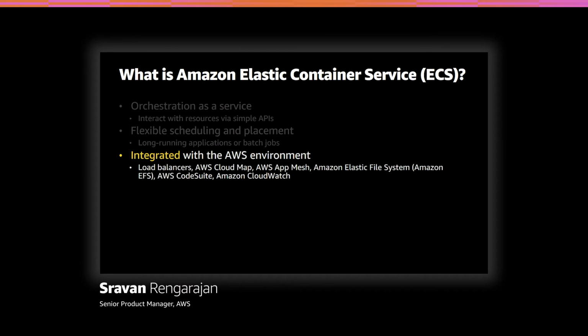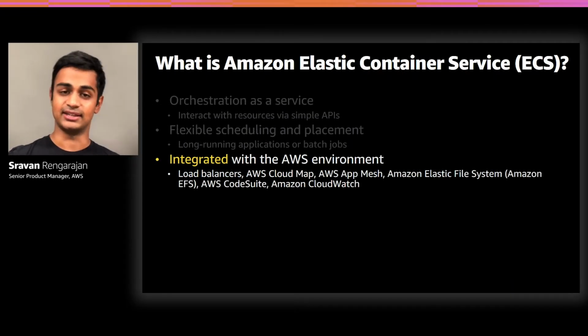With Amazon ECS, you can leverage Amazon load balancers such as Elastic Load Balancers, Application Load Balancers, Network Load Balancers, and service discovery through AWS Cloud Map. So Amazon ECS lets your microservices that are packaged as containers talk to one another. Same with AWS App Mesh. Your containers can actually write data to external storage through Amazon Elastic File System. You can set up a full enterprise-grade deployment pipeline through AWS CodeDeploy and CodePipeline and Code Suite.